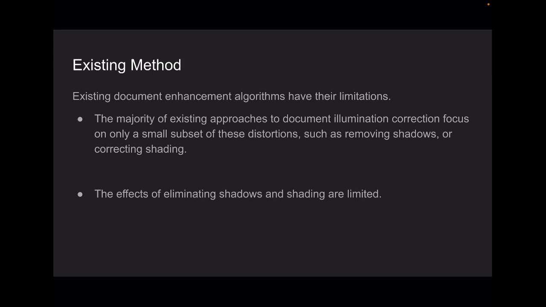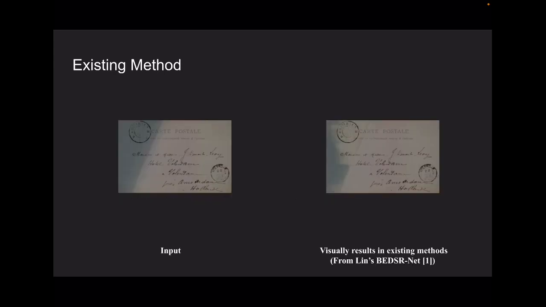Existing document enhancement algorithms have their limitations. Some methods usually focus on only a small subset of those complex distortions, such as removing shadows or correcting shading. Addressing only one distortion may result in a suboptimal solution. Also, the effects of eliminating shadows and shading are limited.